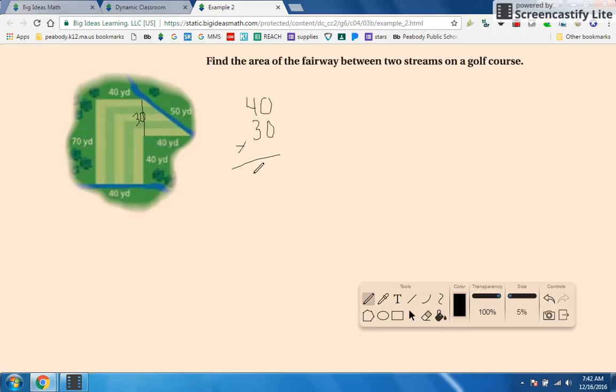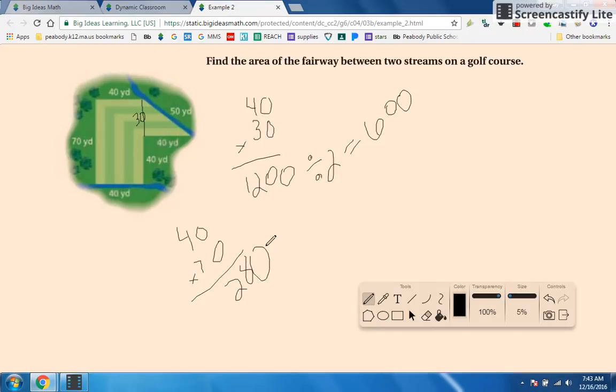When I do this, I'm just going to multiply 4 times 3, which I know is 12, and add the 2 zeros at the end. Because it's a triangle, you do base times height divided by 2. So when I divide 1200 by 2, I get that the area is 600 yards squared. That 600 is just for this little triangle here. Now I need to do the rectangle, which is length times width. This is 40 and then 70. So I'm going to do 40 times 70, which is just 4 times 7 with 2 zeros at the end. So that's 2800. I don't divide it by 2 because it's a rectangle.